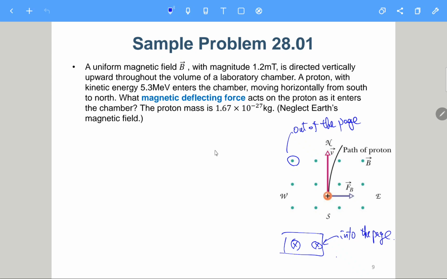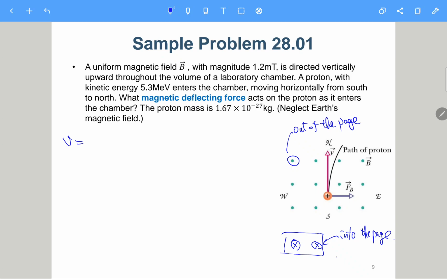First of all, we need to determine the velocity, because to calculate the force we need q, v, and B. Of course, B is already given. q is the charge of a proton, which is 1.6 times 10 to the minus 19 coulomb. So we need to determine the velocity. We only know the direction, but we don't know the value yet, although it tells you the kinetic energy is 5.3 MeV.